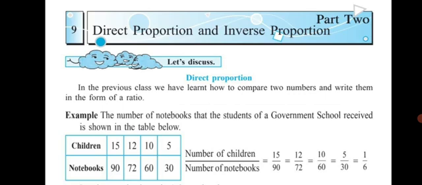In other words, the ratio 1 is to 6 remains the same or constant. So, as the number of children decreases, the number of notebooks also decreases. So, the number of students and the number of notebooks are in direct proportion. So, what is direct proportion?